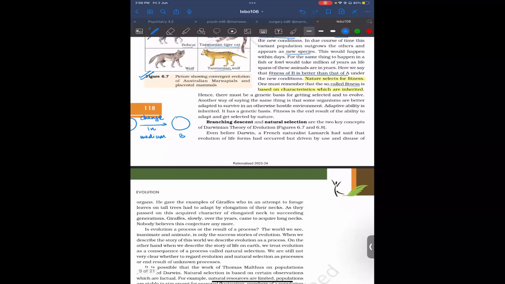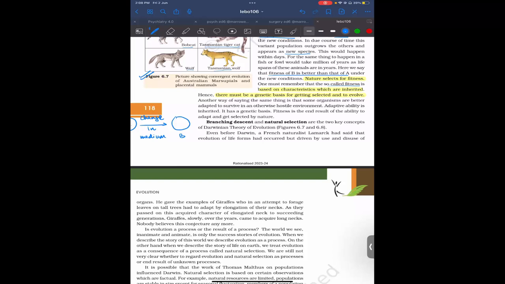Now, hence there must be a genetic basis for getting selected to evolve. Another way of saying this is that the same organisms are better adapted to survive in an otherwise hostile environment. See, everything is coded by the genes and the genetic codes. So जो कुछ organisms हैं, they are better able to adapt to survive in the hostile environment.